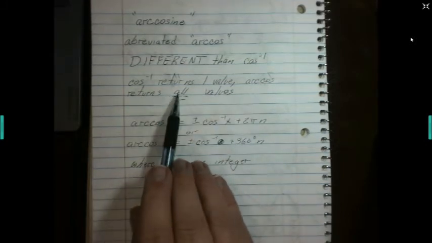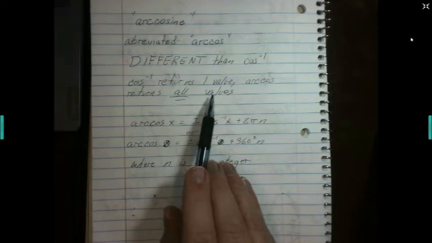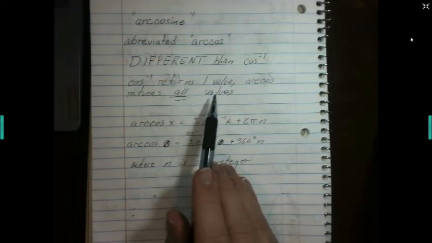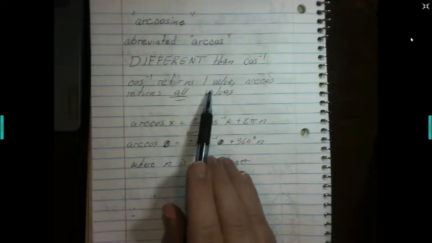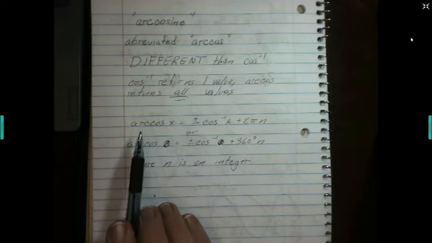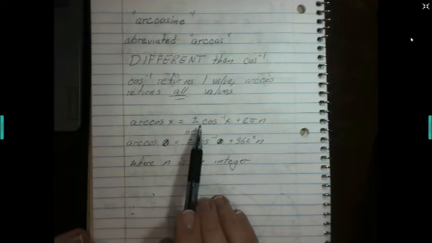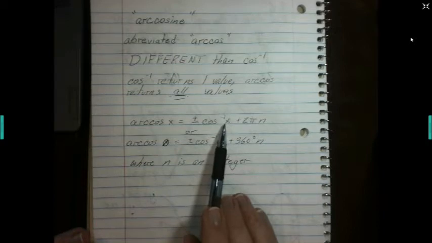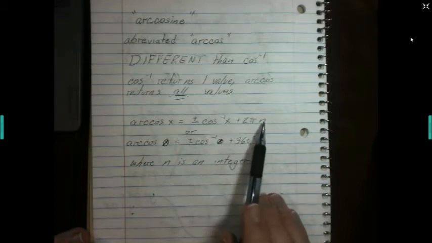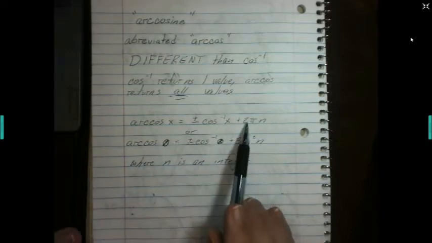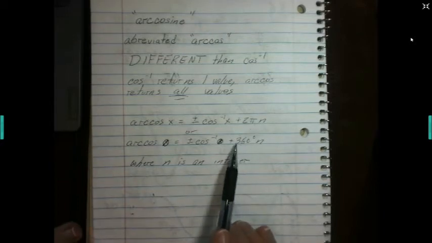Arccosine is returning all values, infinitely many. Just like we saw on our previous graph, we're trying to find every value that makes it true. And this is how it's defined. Arccosine of x is equal to plus or minus cosine inverse of x plus 2 pi n. Now this 2 pi you can also write as 360 degrees.